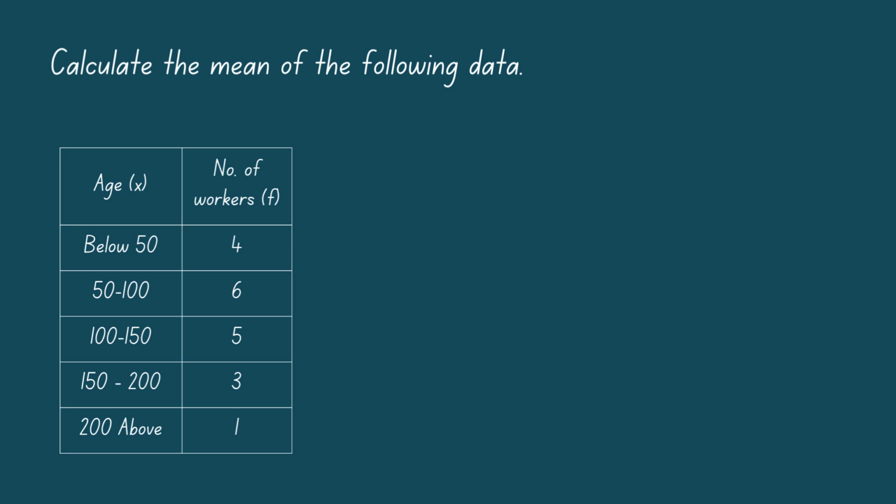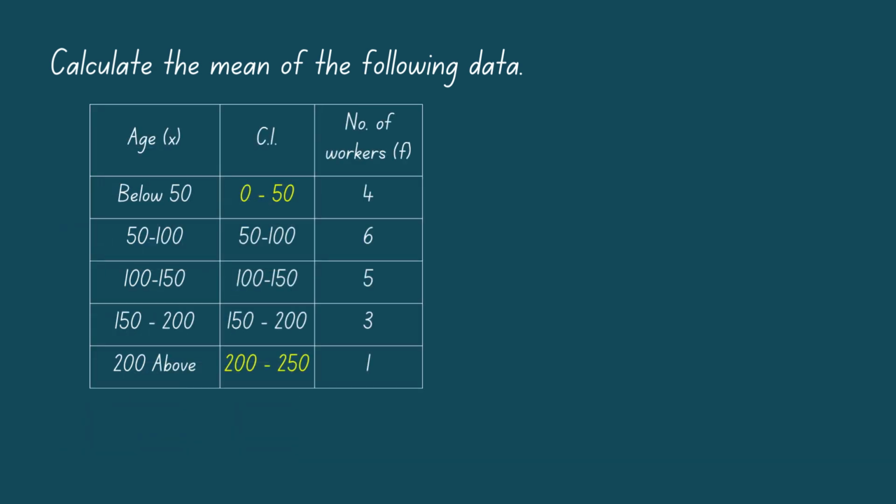So the pattern is clear. The class width is consistently 50. So we use this to fill the open-ended classes. So for below 50, since the next class starts at 50 and the width we are assuming to be 50, we also assume the first class to be 0 to 50. And for the last one, 200 and above, since the previous class ends at 200 and the width is 50, we assume the last class is 200 to 250. So the assumption is the standard approach for open-ended classes. We always look at the pattern of the other class widths and use that to complete the open-ended class.